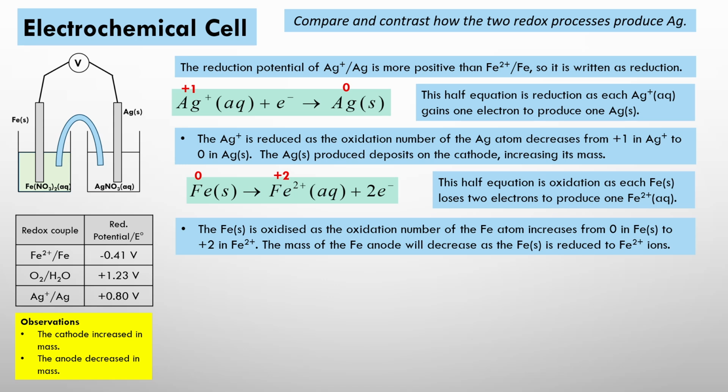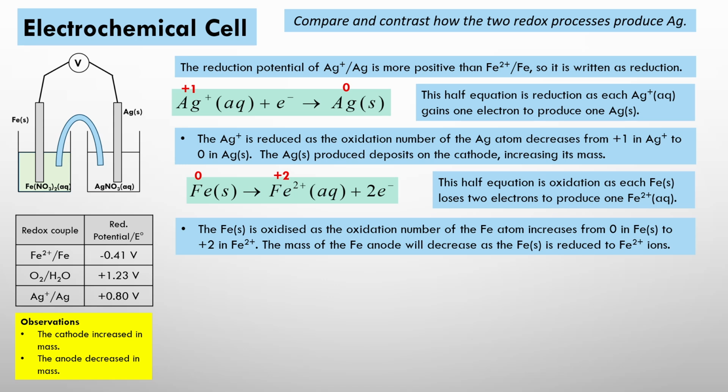Now you might also have someone give you the observation that around the anode the green color gets slightly more intense, and you would explain that because as the iron solid turns to Fe2+ ions, the concentration of Fe2+ ions increases, increasing the intensity of the green color.